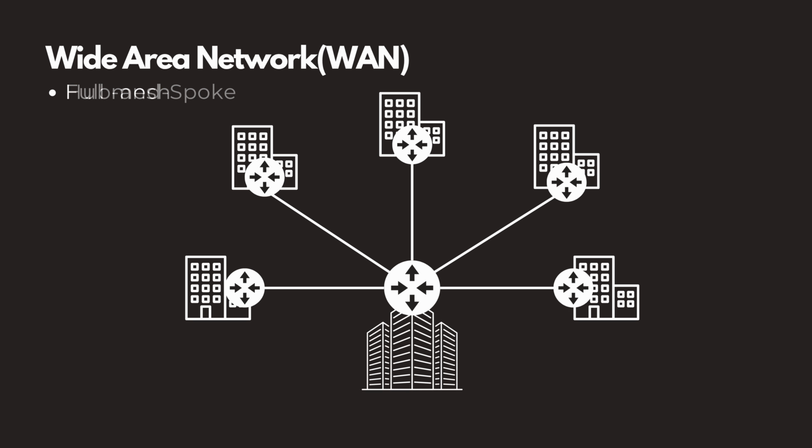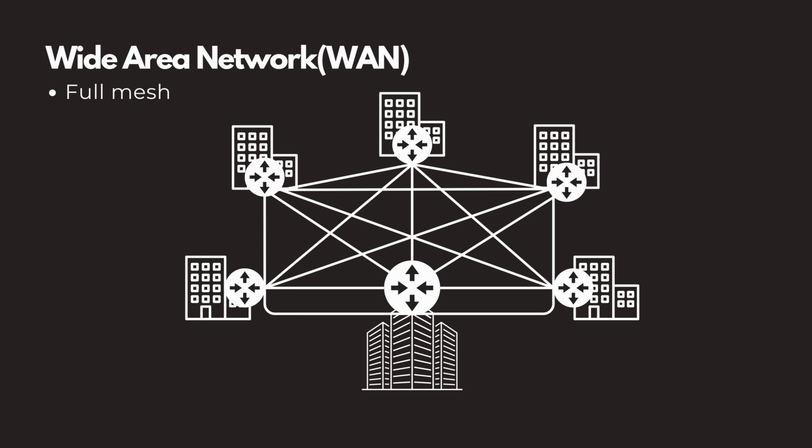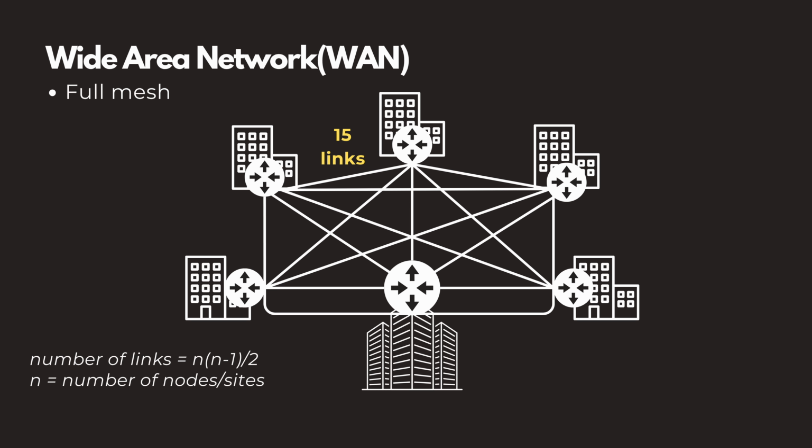For redundancy, you can use full mesh, which connects every site directly to one another. It provides shortest paths with no single point of failure. But the links pile up fast. 6 sites means 15 links.